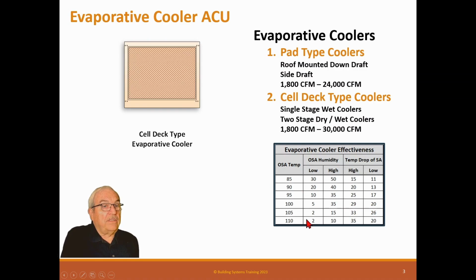So they're very effective the lower the humidity is. You see, if you have 100 degrees outside and you have 35% humidity, it still does a 20-degree drop, which is about a cooling coil. So they can be very effective. 11 degrees is not very effective. So if you're up here at 50% humidity, they're not going to do much for you.